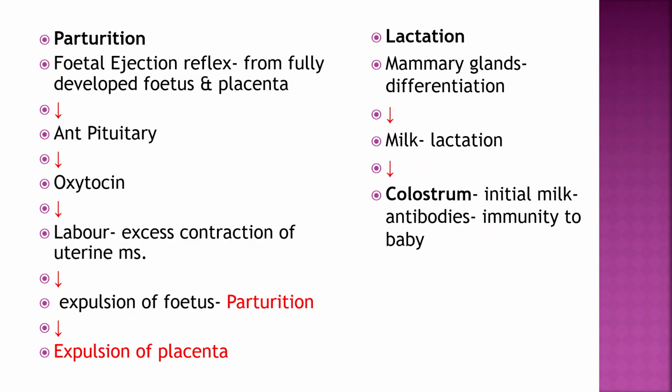So in that, the pituitary gland increases the level of oxytocin, which causes excess contraction of the uterine smooth muscle, that is called labor, and then it helps in the expulsion of the fetus, that is called parturition, and then expulsion of the placenta. Then in lactation, the mammary glands differentiate, and the glands produce milk, that is called lactation, and the first milk is called colostrum, which contains antibodies which give immunity to the baby. So the first part of milk is very essential for the developing baby.